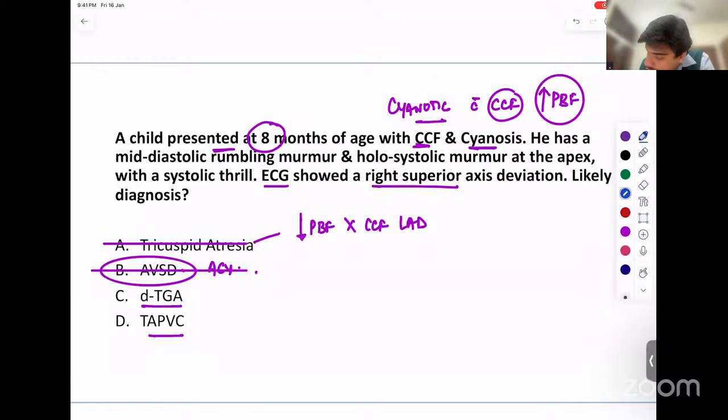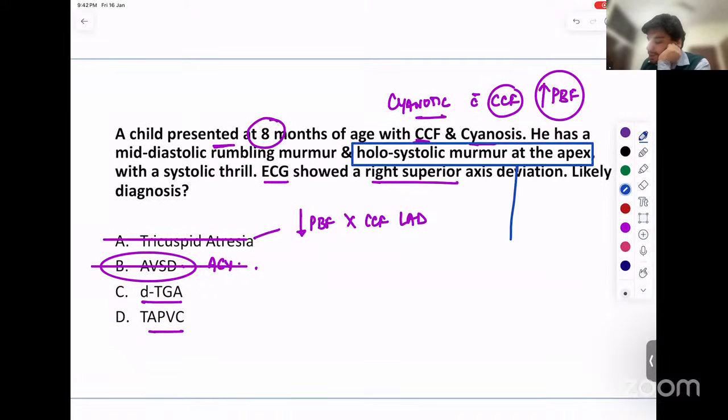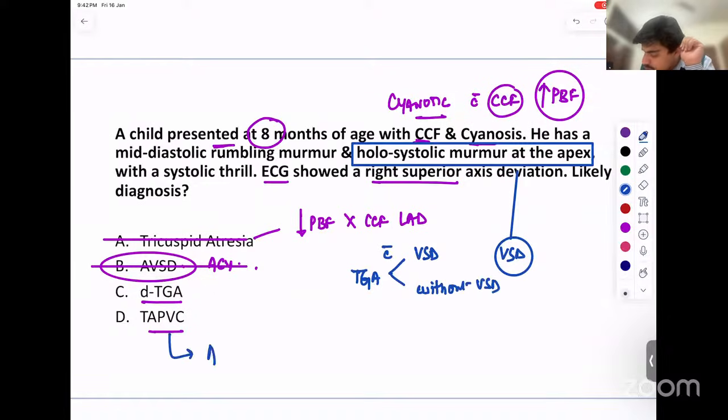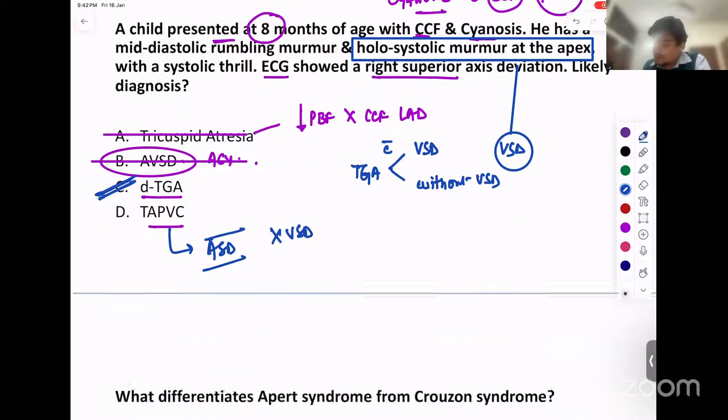The answer was here. There is a holosystolic murmur at the apex. Where is holosystolic murmur at apex characteristically seen? It is seen in VSD, right? Is VSD a component of TAPVC or TGA? TGA we all know is of two types. TGA you can have with VSD, TGA you can have without VSD. While as far as TAPVC is concerned, usually they have an atrial septal defect, not ventricular septal defect. So the fact that they have given you a holosystolic murmur at apex means that they are telling you there is a VSD, and VSD automatically means it's going to be TGA. TGA is going to be the better answer.